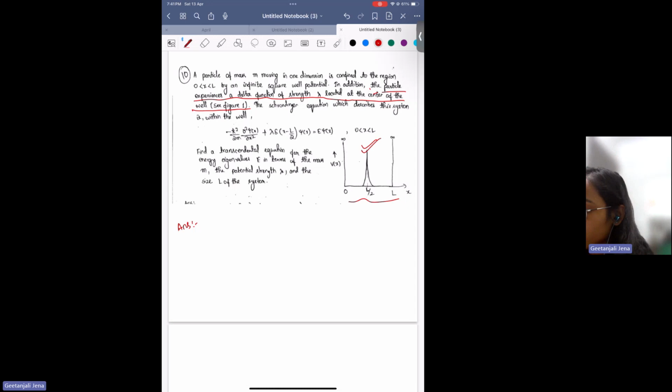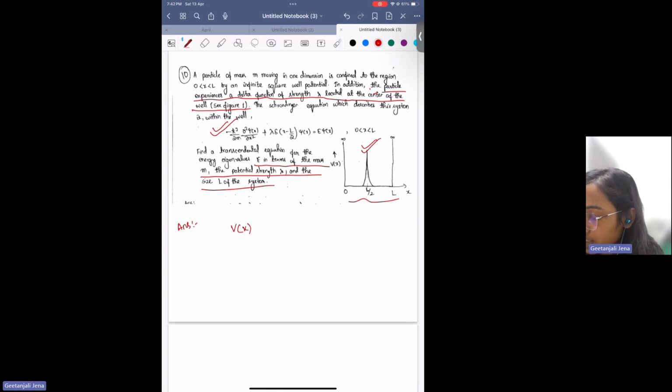And the Schrodinger equation which describes the system within the wall is this. Now find the transcendental equation for the energy eigenvalue E in terms of mass, potential strength, and size L. For this, it is similar to question number 7. You just have to find the wave function in different regions and apply the continuity condition as well as the boundary condition to get the transcendental equation.